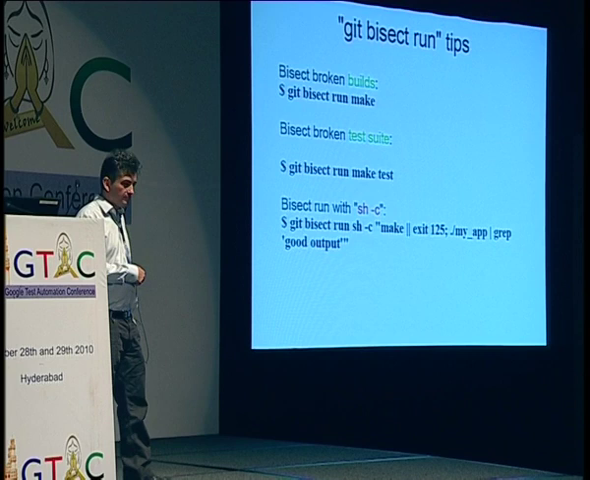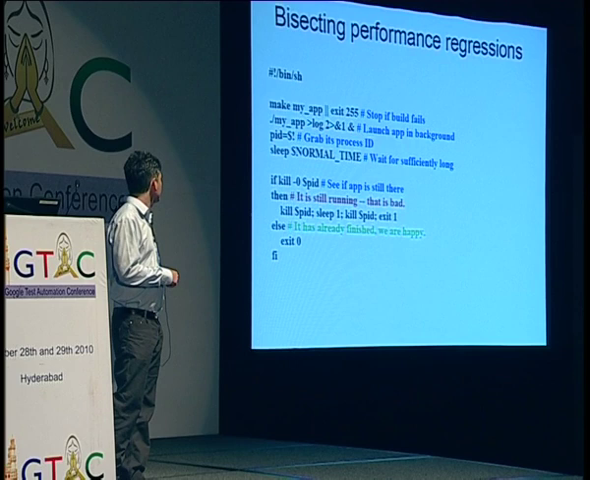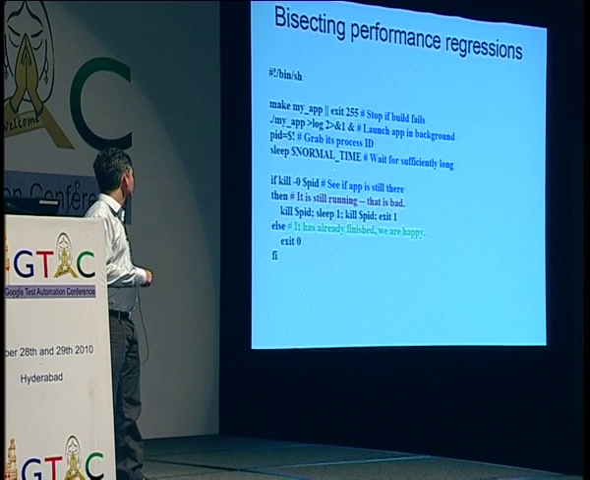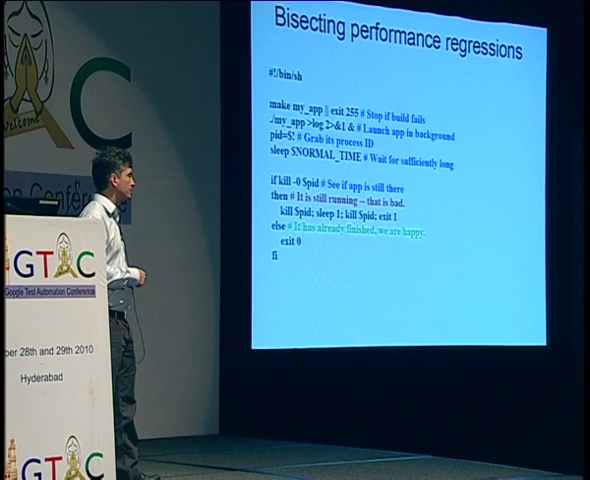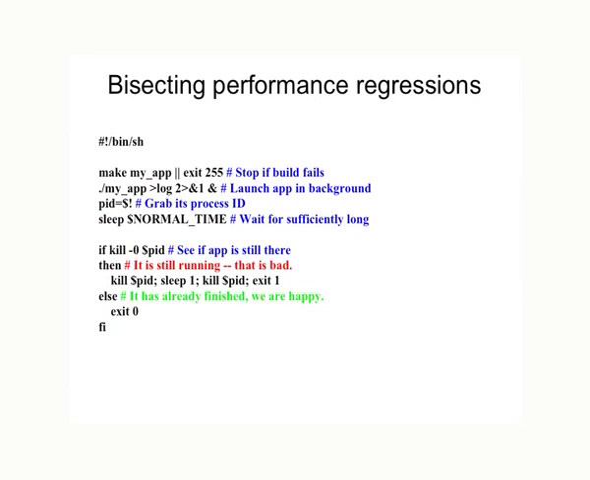And you can bisect performance regressions with a script like this one. So you run your application in the background with the ampersand, you get its PID, you sleep for the normal time, and after this time, the application should have finished, so it should not exist anymore. And if it exists, it's bad, and so you exit with one, and otherwise you exit with zero. And it has been taken from a real world example. It's not just made up.